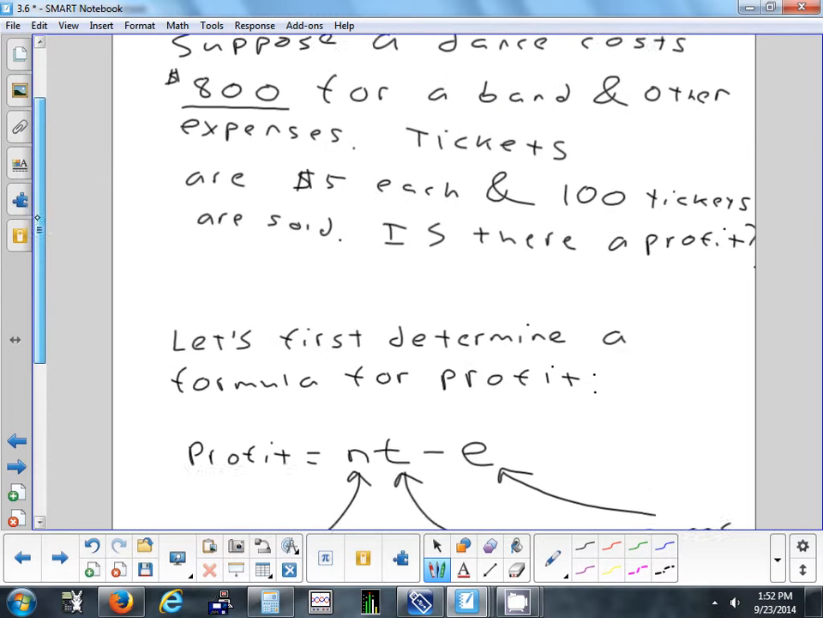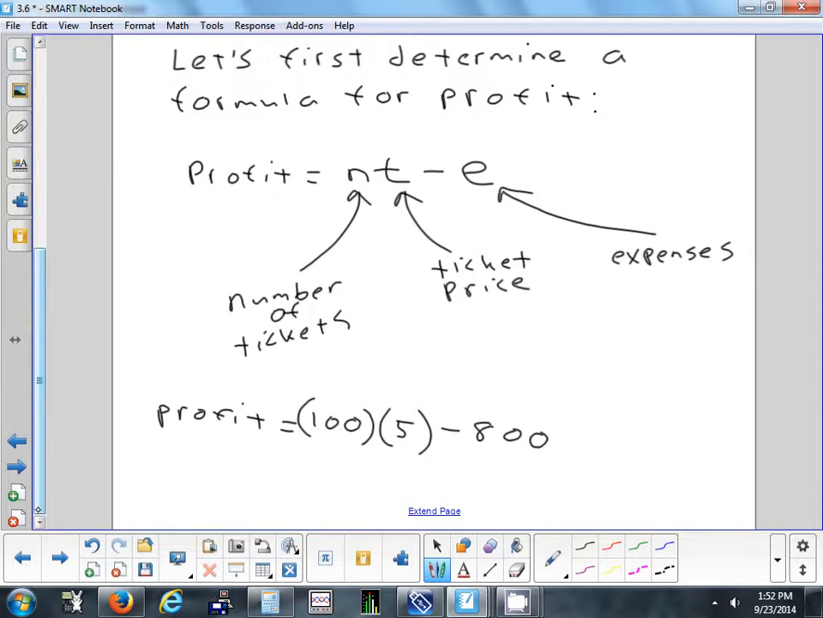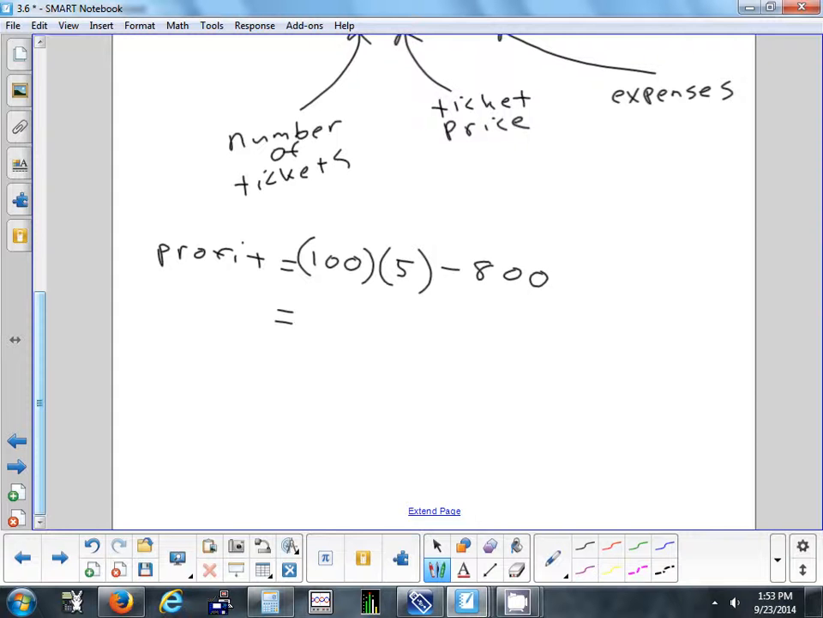And T is your ticket price. What's the ticket price? 5. Good. What's 100 times 5? 500. So the school sold $500 in tickets. It cost them $800 to hire the band.